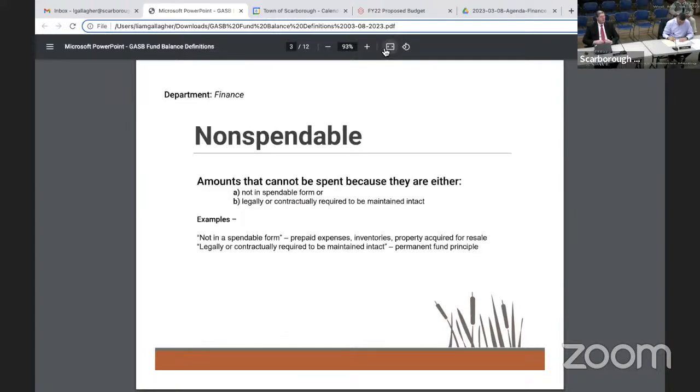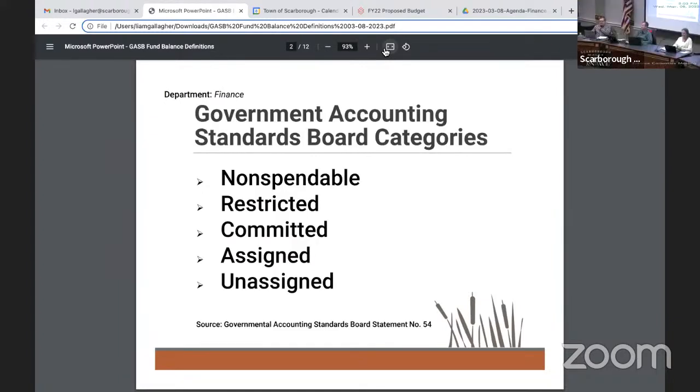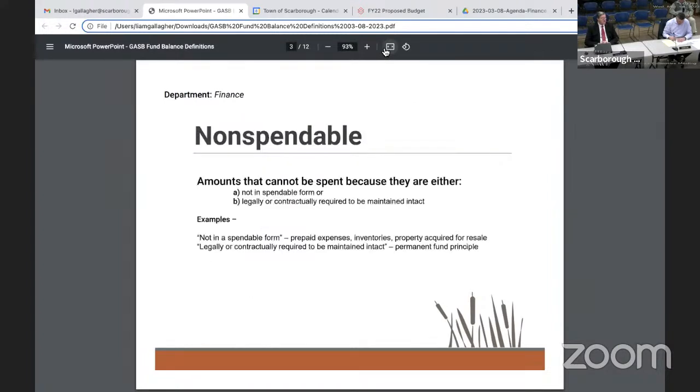Hey, Norman. So GASB, if you allow me to just ask a quick question, is GASB sort of the municipal equivalent to FASB? That is correct. GASB is the governmental standard setting board for all municipalities and state governments.